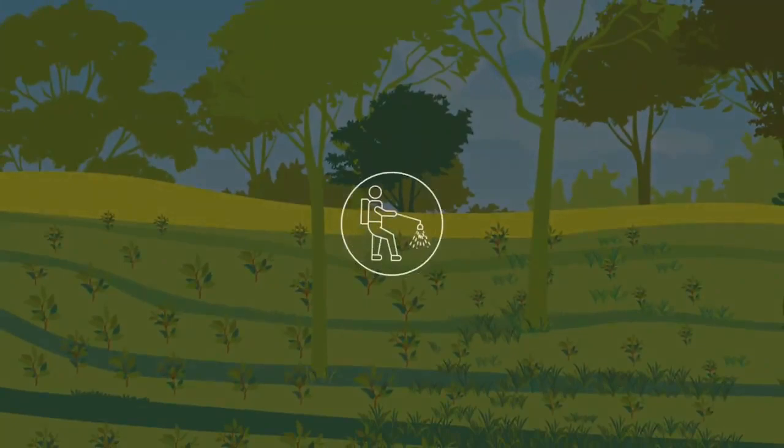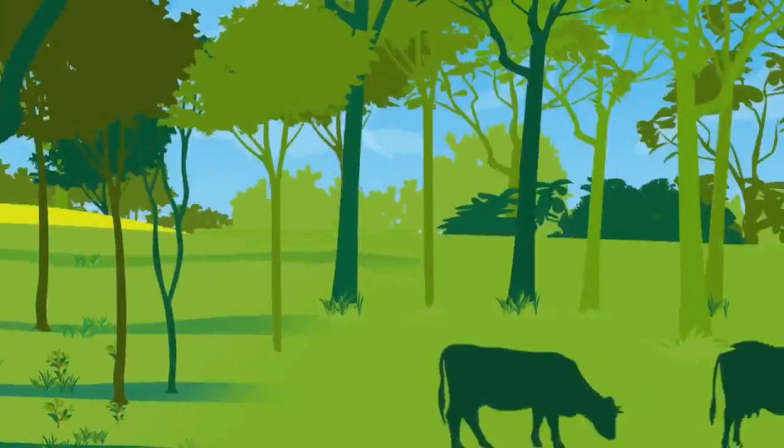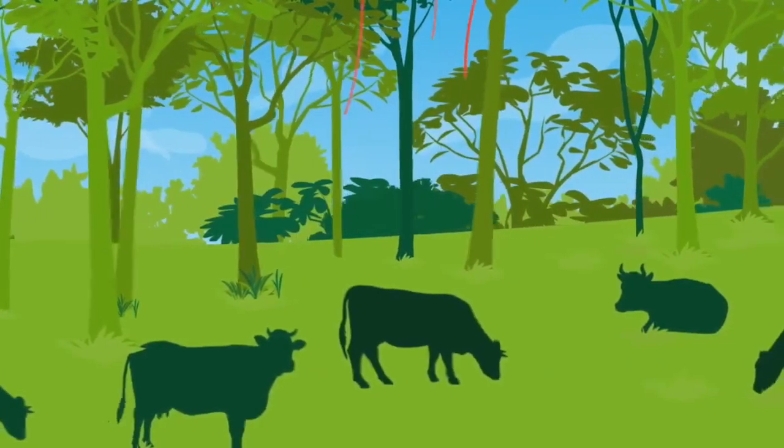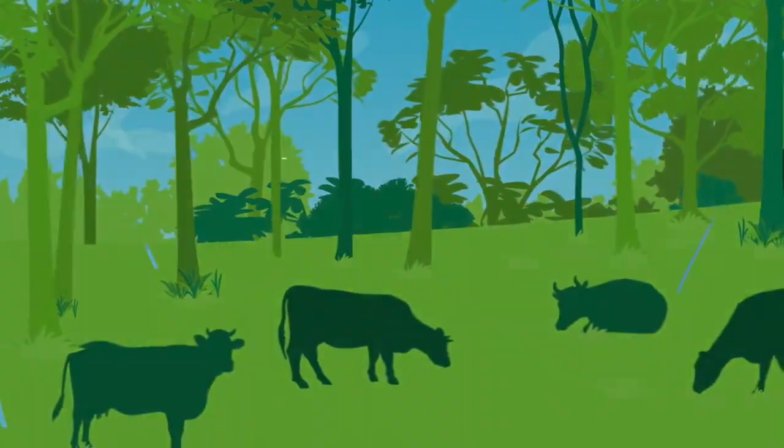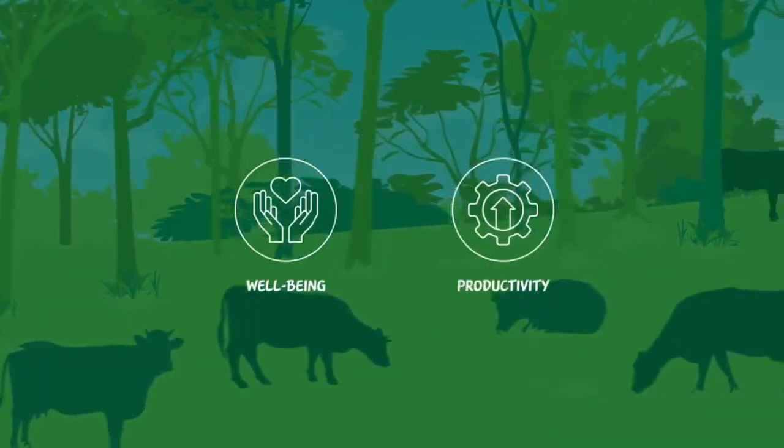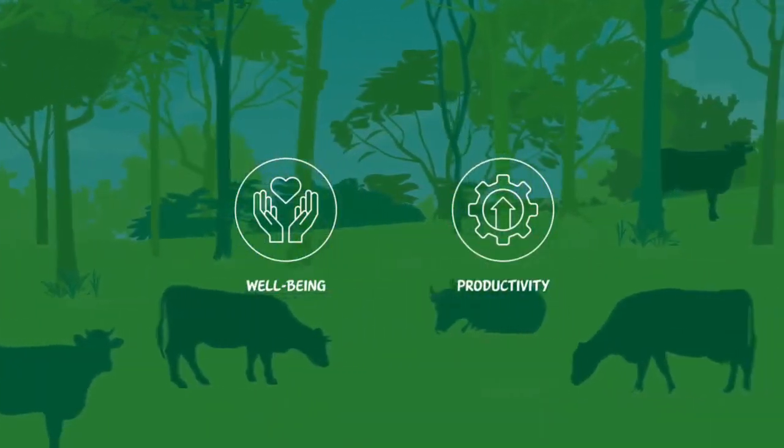Pesticides can also be reduced as intercropping generally lowers the incidence of pests and diseases. In silvopastures, trees reduce heat stress for livestock, increase their well-being and productivity, and provide fodder in times of scarcity.